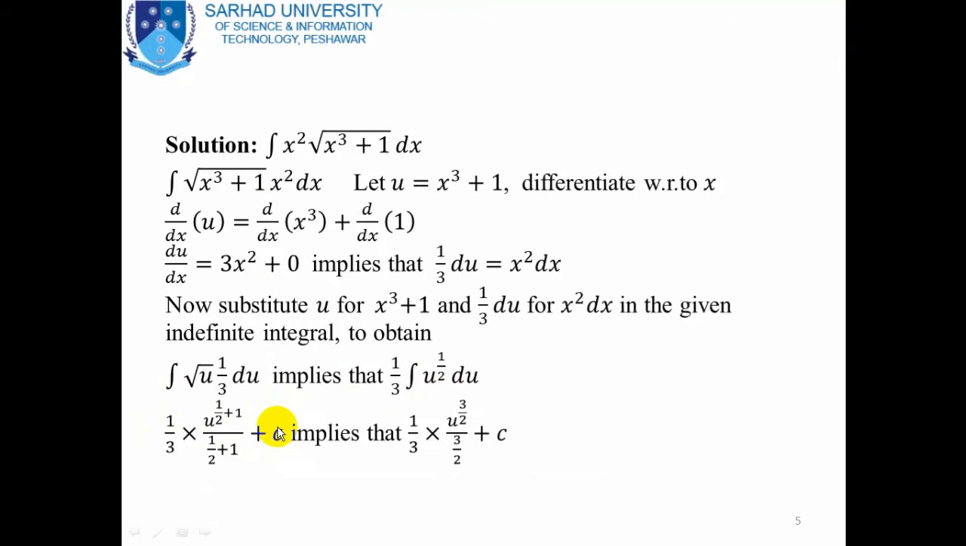Actually, integration gives us the area under the curve of the function. There are two types of integration: one is indefinite integration, and the other is definite integration. In indefinite integration, limits are not given, so we put plus c. Plus c means this is the constant of integration.